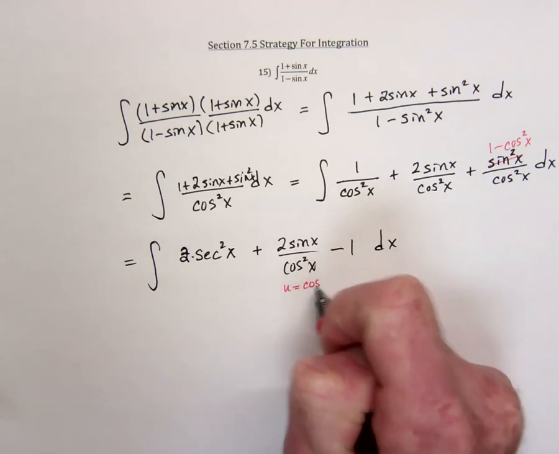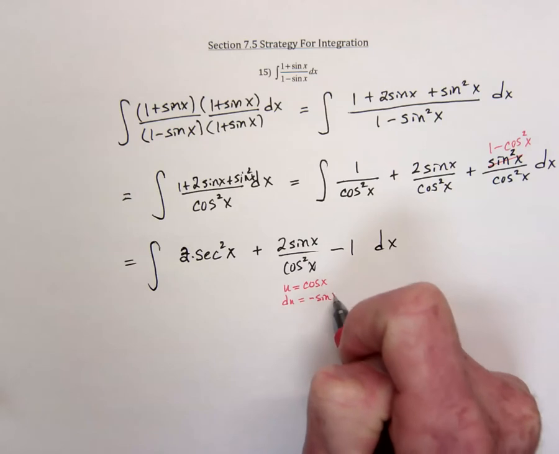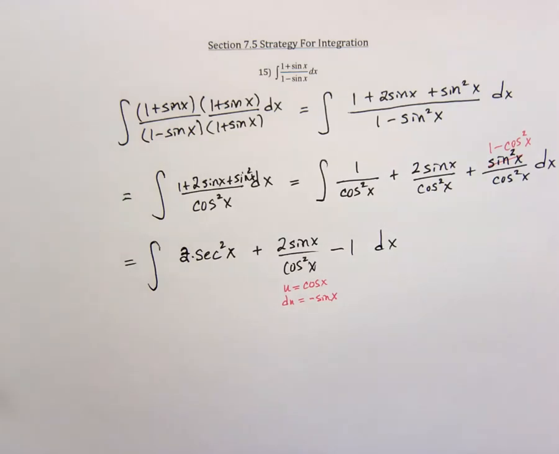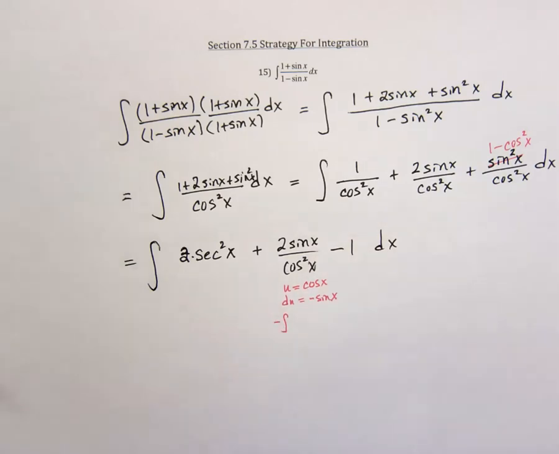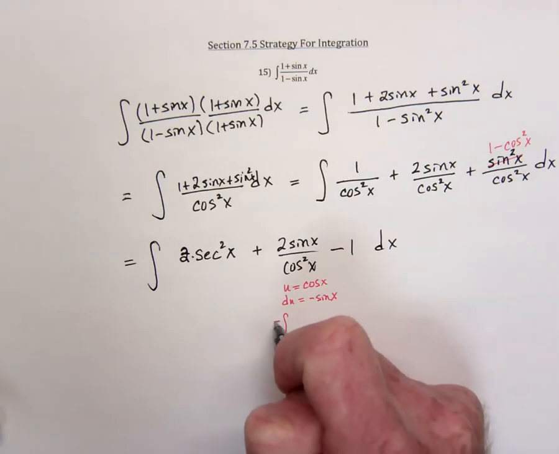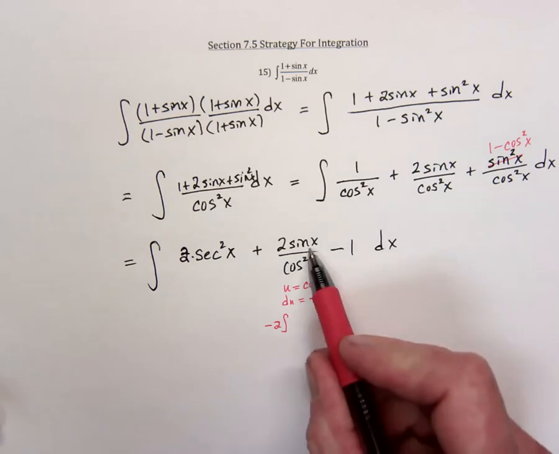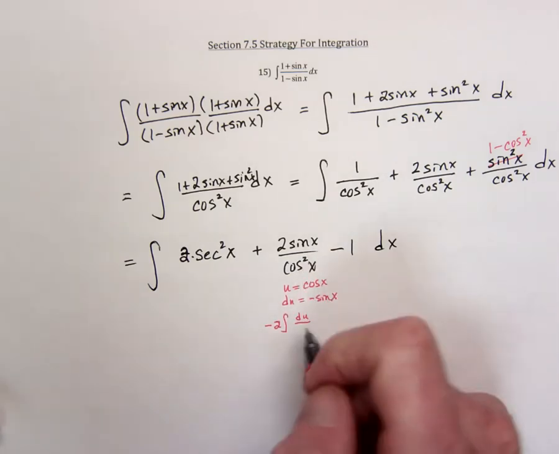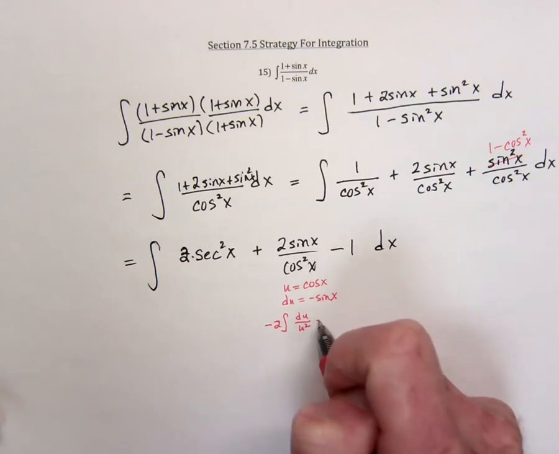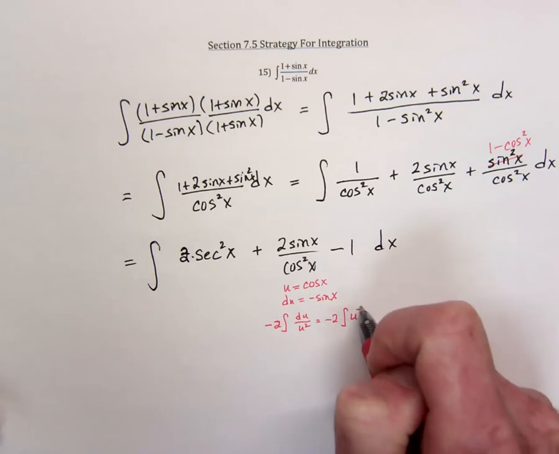U is equal to the cosine. The derivative of that is negative sine of x. We would then be integrating, put the negative sign on the outside. Negative, I can put the 2 on the outside as well. So then this would be the du. This would be u squared. So that means that we would really be integrating u to the negative 2.